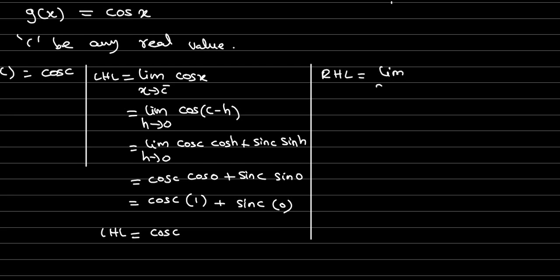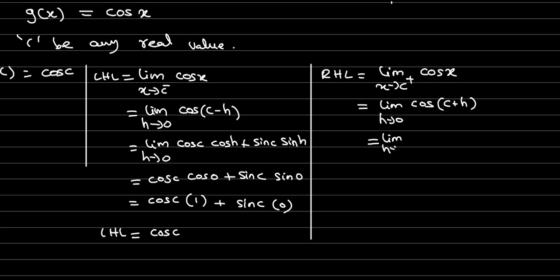So limit x is approaching c from the right side. Now cos x. For the interval differencing, what we have to do? Put cos in place of x as c plus h. Similarly here, if x approaches c, h approaches 0. Now using the cos of x plus y formula, just expand this and then apply the limit.